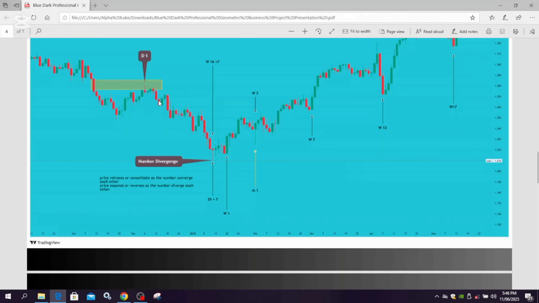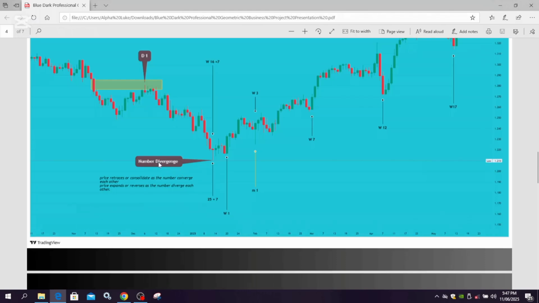1 2 3 4 5 6 7 8 9 10 11 12 13 14 15 16 17 18 19 20 21 22 23 24 25. Notice how we have 16, which equals 7, and 25, which equals 7. When you take the digital root reduction of 25, you get 7. You take the digital root reduction of 16, you get 7. That's by simply adding 1 plus 6 equals 7 and 2 plus 5 equals 7. That's how you take digital root reductions.